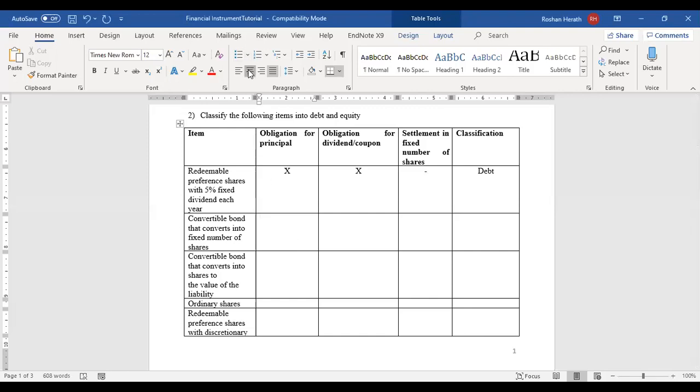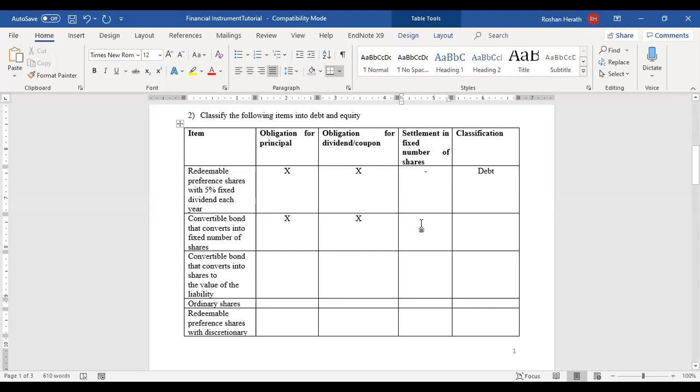So the obligation is there. Then what about the obligation for coupon? Throughout the period, let's say it's a 3-year convertible bond, till the maturity you have to pay the coupon. So this criterion is also there.